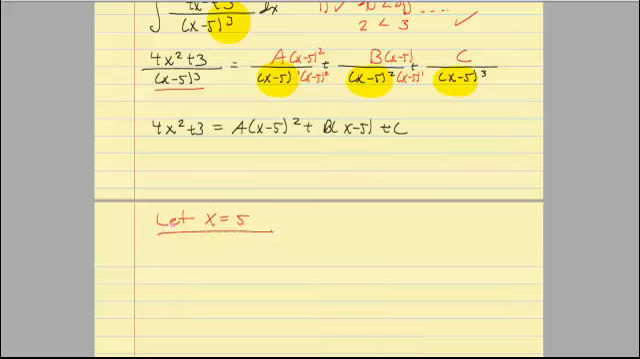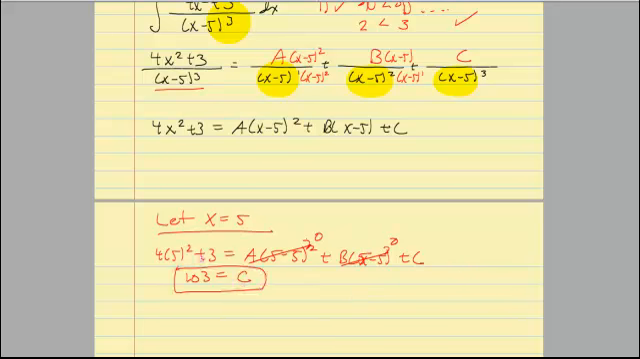So if I let x equal 5, on the left-hand side I have 4 times 5 squared plus 3. On the right-hand side, when I plug in 5, of course, much of this is going to go to 0. So on the left-hand side I have 5 squared is 25, times 4 is 100, plus 3 is 103. And on the right-hand side, 5 minus 5 is 0, 5 minus 5 is 0, that should have been a 5 there. So I'm left with c equals 103. So one of our numbers is pretty big here. So up here, I already know that c is 103. Now I need to figure out what a and b are.